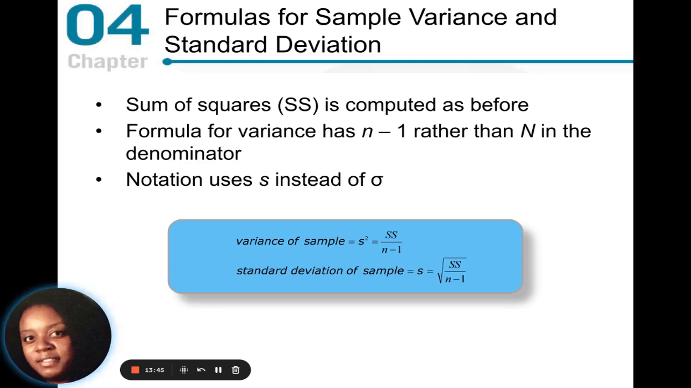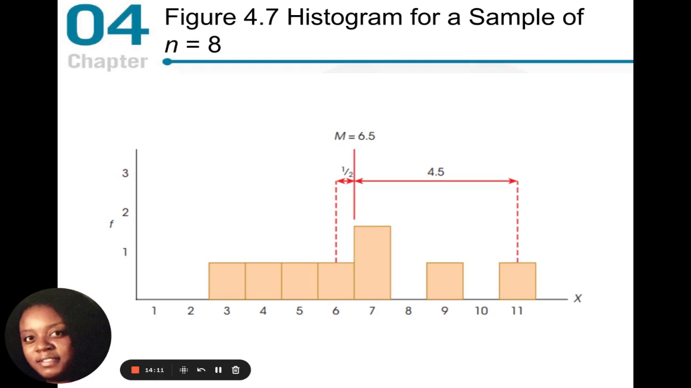So we've got a few formulas that help us measure sample variance and standard deviation. Just like the sum of squares is computed, which we talked about before, the formula for variance has n minus 1 rather than big N as the denominator, and notation uses S instead of the sigma symbol. If we look at figure 4.7, we can also see a frequency distribution histogram for a sample of 8 scores.